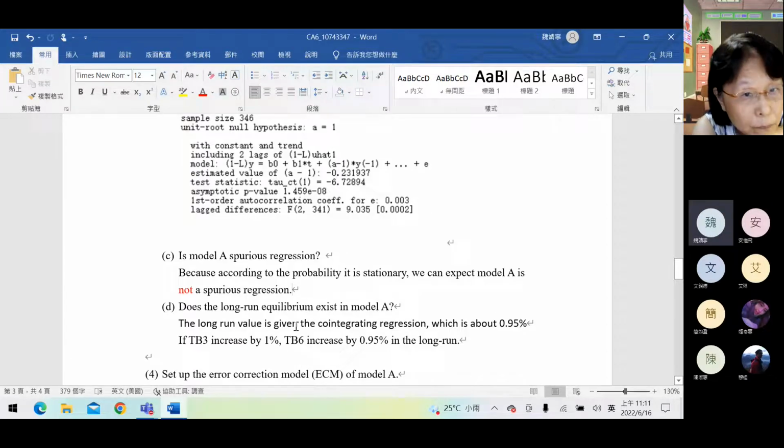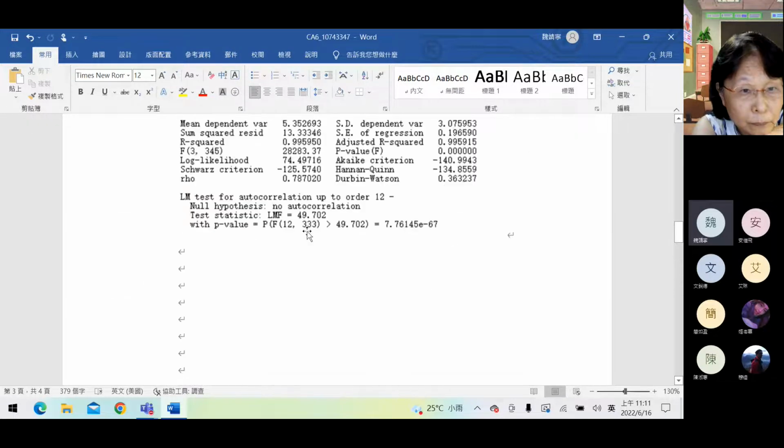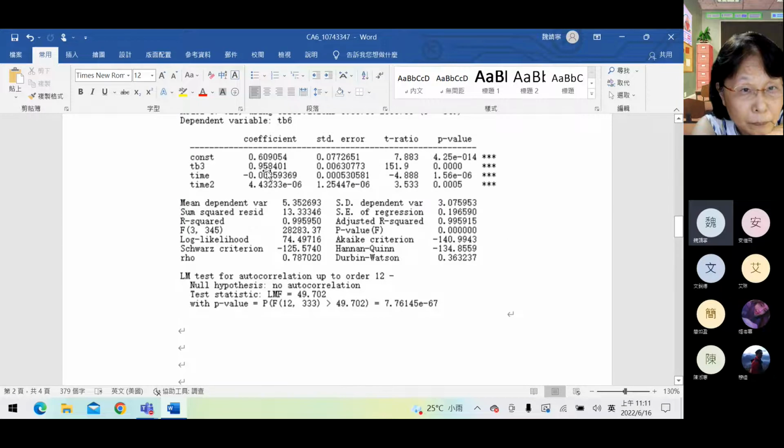And the D part, does the long-run equivalent exist in model A? The long-run value is given by the co-integrated regression, which is about 0.95. It's like this, 0.95. If TB3 increases by 1%, TB6 increases by 0.95% in the long run.